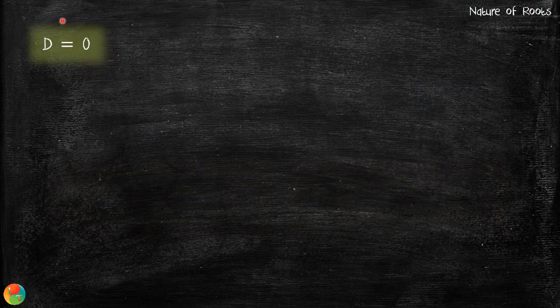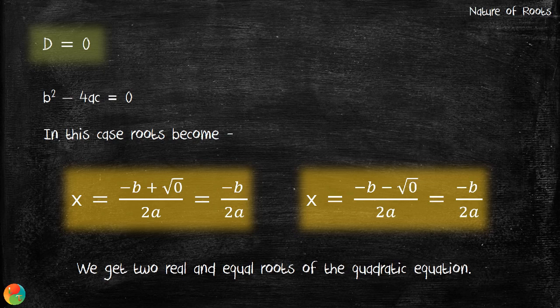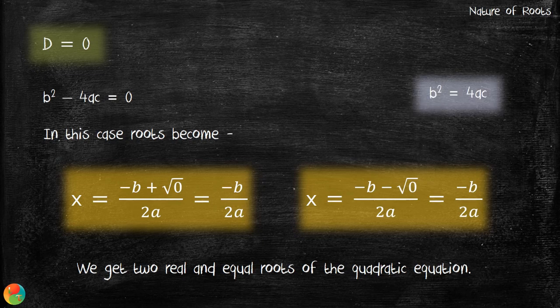Our second case is D is equal to 0. It means b² - 4ac is equal to 0. So the roots in this case become x = (-b + under root 0)/2a, that is -b/2a, and again -b/2a. So in this case we have two real and equal roots of the quadratic equation. Again, in this case b² is equal to 4ac.